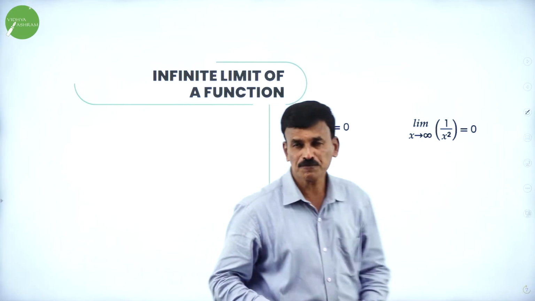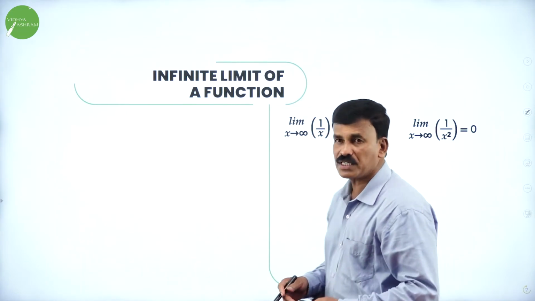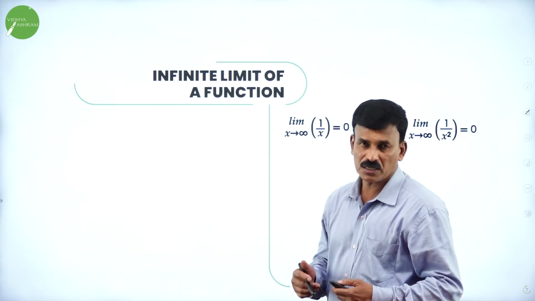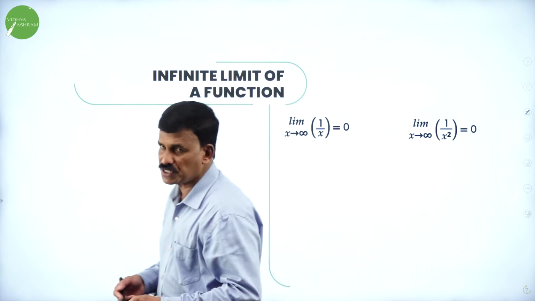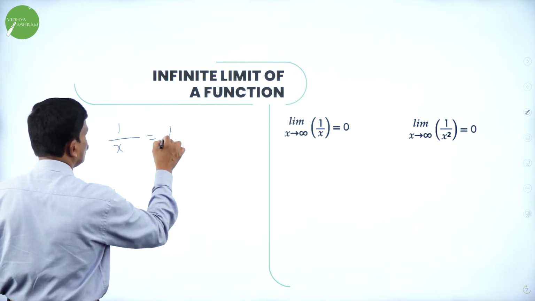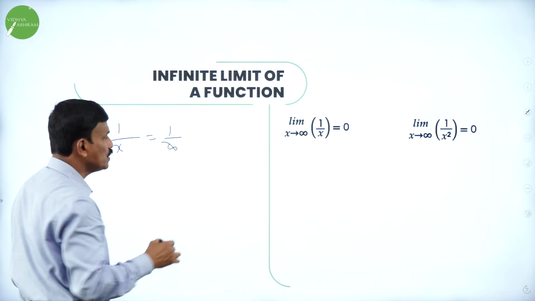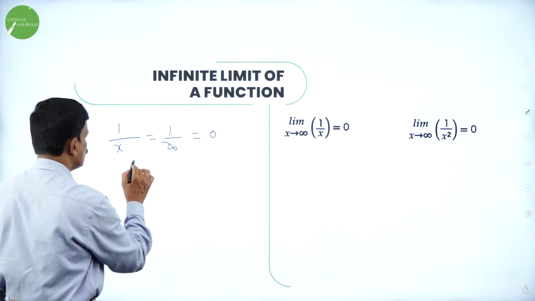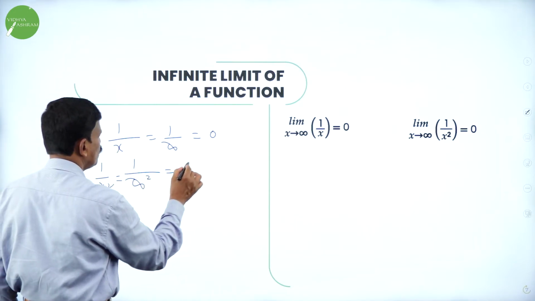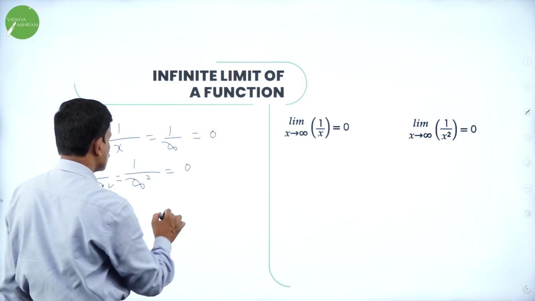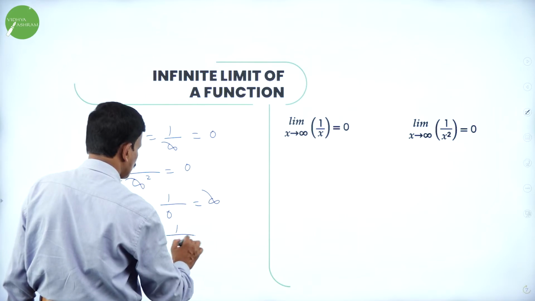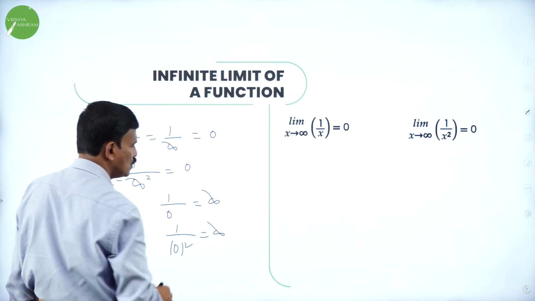The next concept is to evaluate the limits whenever x tends to infinity or x tends to 0. However small the value of x, either it may be positive or negative infinity, before that we know the value of 1 over x, when x tends to infinity, 1 over infinity is always equal to 0. Similarly, 1 over x square, 1 over infinity square is also equal to 0. Suppose if it is 1 over 0, 1 over 0 is equal to infinity, and 1 over 0 square is also equal to infinity.